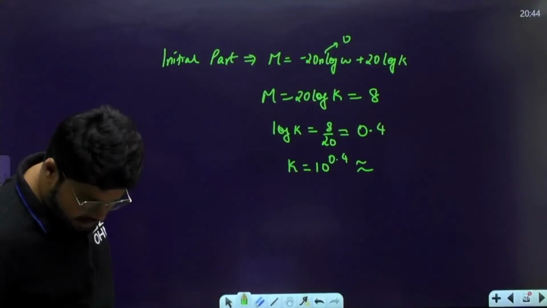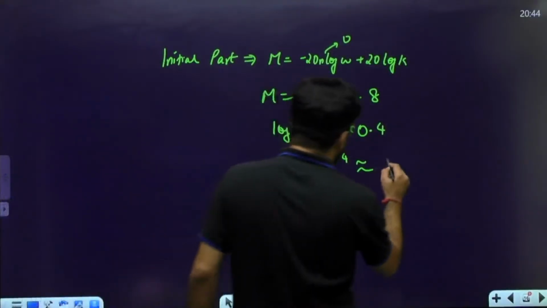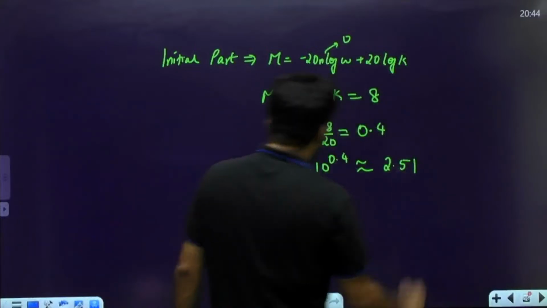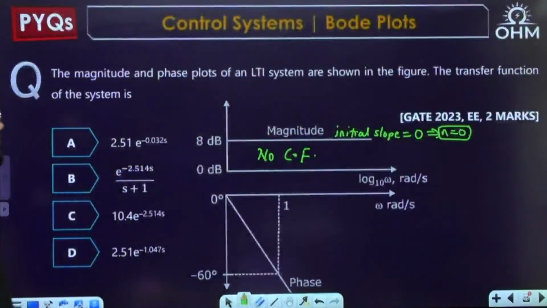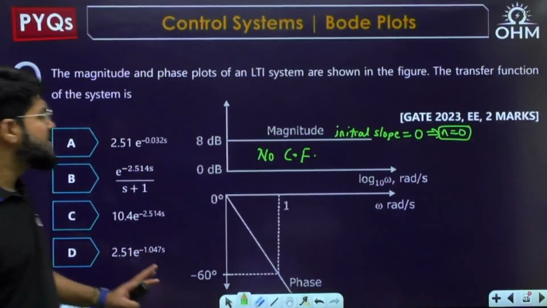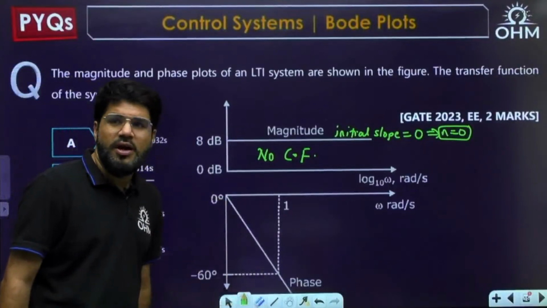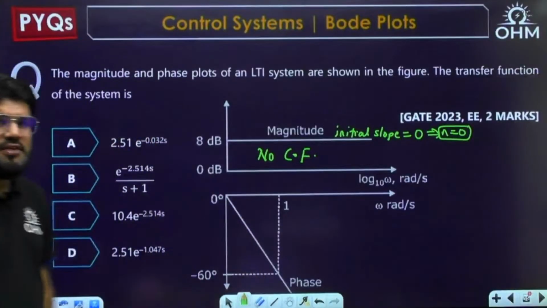Correct. So this is approximately 2.51. Okay, 2.51. So the magnitude part is 2.51. Now there are no poles and zeros, but still there is phase. So there may be a phase term, an exponential phase term.